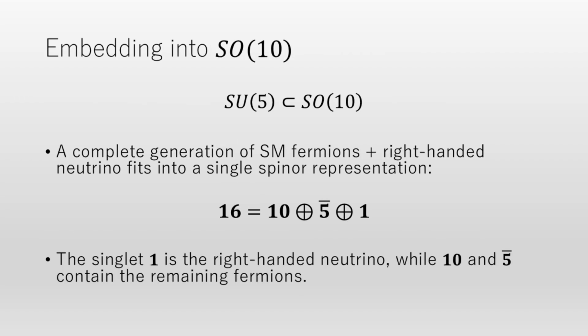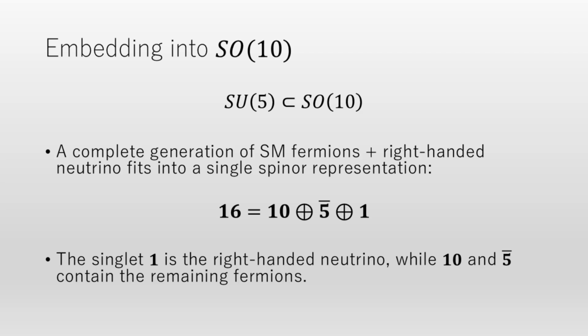The idea of unification can be extended further. The group SO(10) contains SU(5) as a subgroup and provides a remarkably compact description of matter. One generation of Standard Model fermions, together with a right-handed neutrino, fits into a single 16-dimensional spinor representation of SO(10).